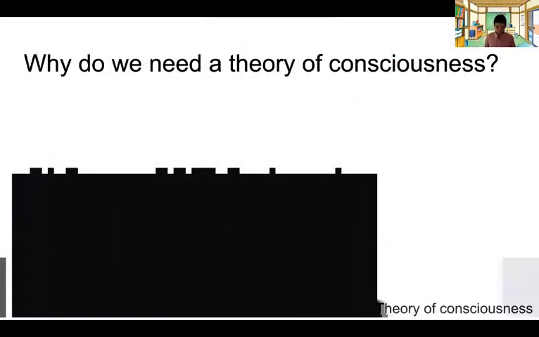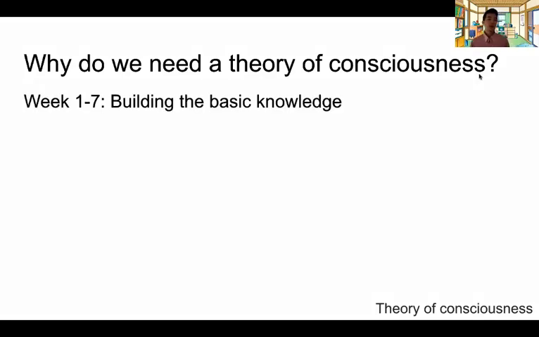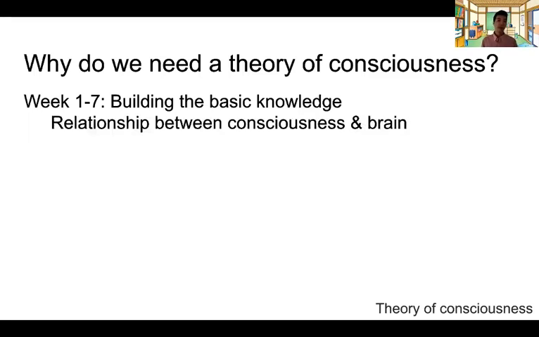All right, so the first part of the lecture addresses and also recaps the very first lecture that I gave for this course. Why do we need a theory of consciousness? So week 1 to 7, I tried to establish basic building knowledge for consciousness research, starting from neurons and especially the visual cortex, early visual areas in anatomy and physiology. And there, I mainly discussed the relationship between consciousness and the brain, but in a loose sense.